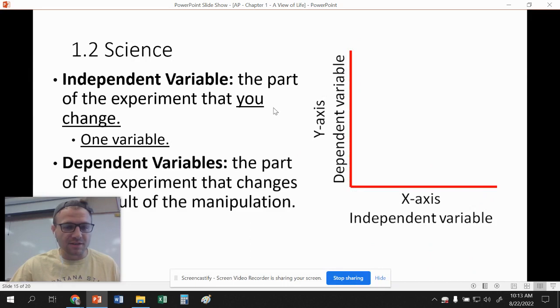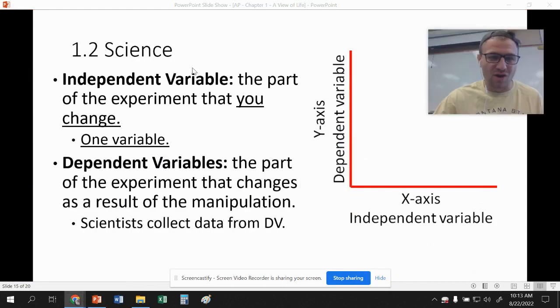All right, independent versus dependent variable. You should know what these are. The independent variable is the part of the experiment that you change. This is one variable. The dependent variable depends on the independent variable; it's the part of the experiment that changes as a result of manipulation. And this is where the scientists gather their data from. Usually, we put the independent variable down here because this is the one that we change, and then the dependent variable is up here, but not always, but usually.